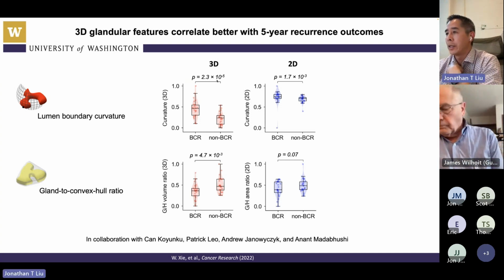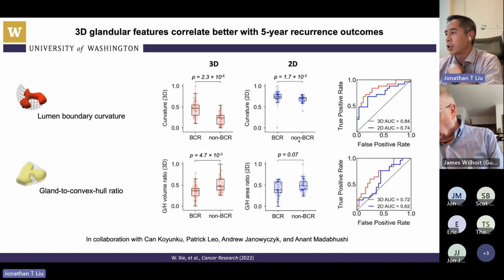And here you can see that the 3D feature shows better separation between the aggressive and the non-aggressive cases. And that's shown here in this receiver operating characteristic. That's what the clinicians like to see. So on the y-axis, you have what we call sensitivity or true positive rate. And on the x-axis, this is the false positive rate. So in your ideal diagnostic, you want to have things as close as possible to this upper left corner. That means you have a high true positive rate and a low false positive rate.